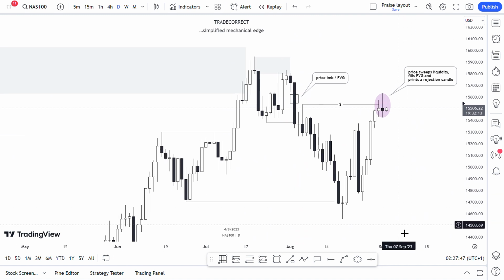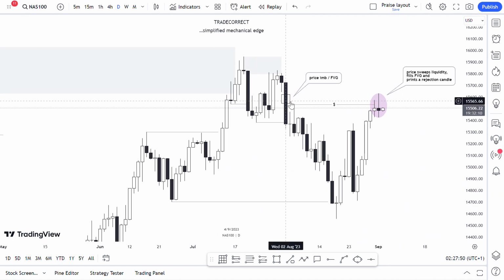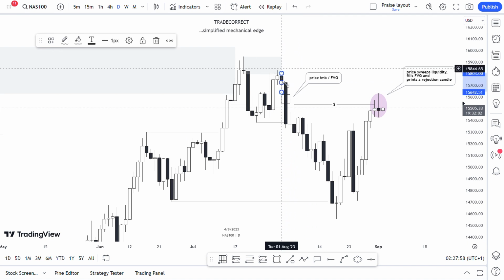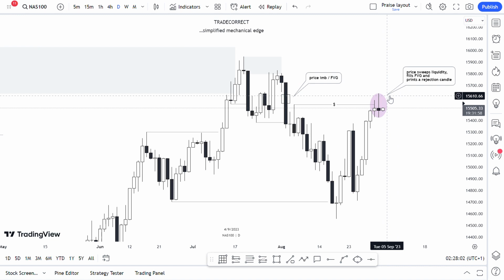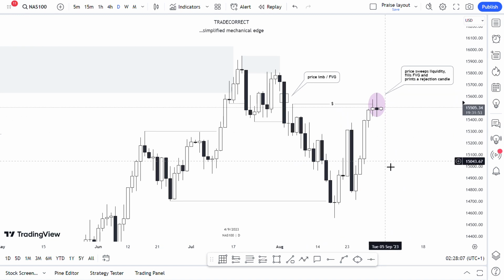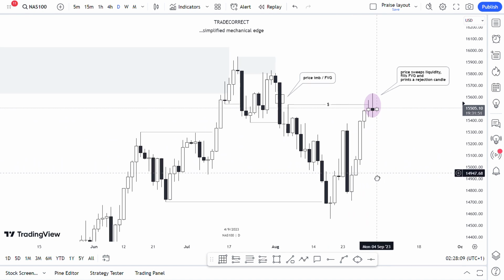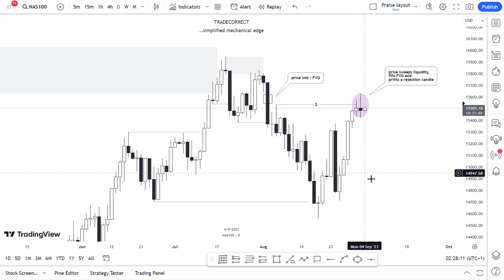Well, so this is a price imbalance, or fair value gap, as you might want to call it, and this is a liquidity before that level, and this is actually our supply on the daily chart. Price is yet to mitigate it, but price swept liquidity, and I'm particular about liquidity sweeps. For me, I respect liquidity sweeps more than price mitigating a zone. That's just my own style.